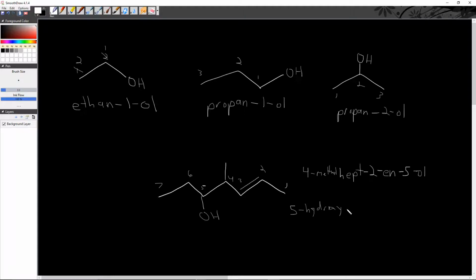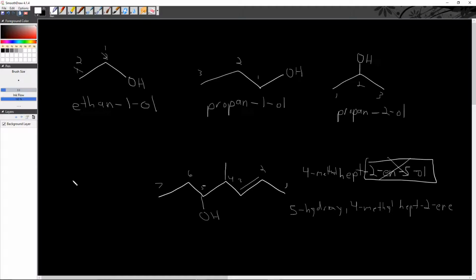Pretend that's hydroxy, 4-methyl, hept-2-ene. Typically, the point I'm trying to make here, and I'm going about it the wrong way, is that having two modifiers at the end doesn't work. So if you have a double bond and a hydroxyl group, you're just going to name the hydroxyl like it's kind of a methyl group there.